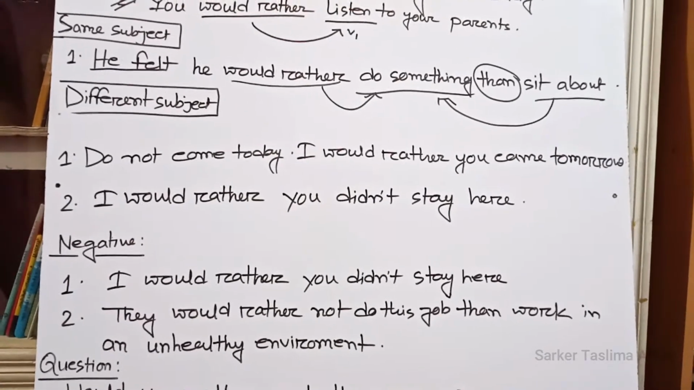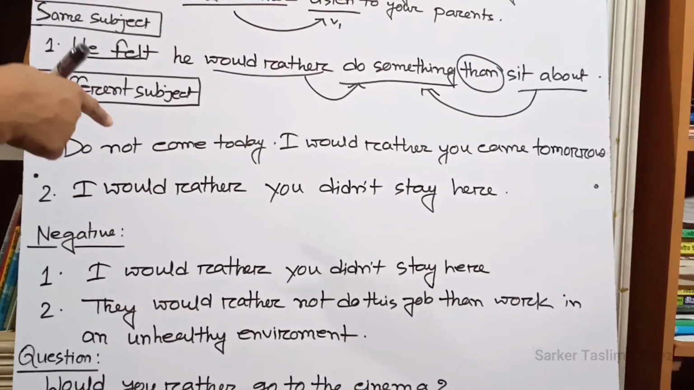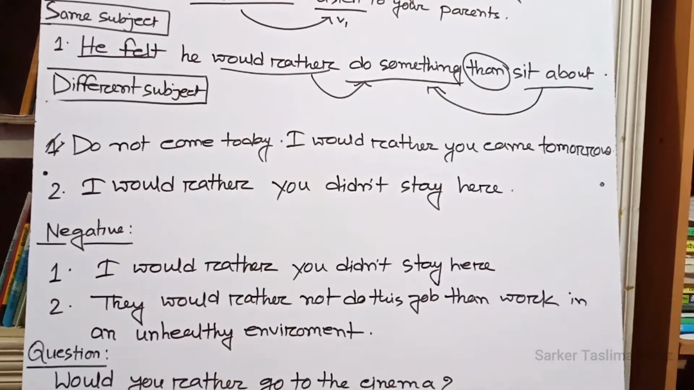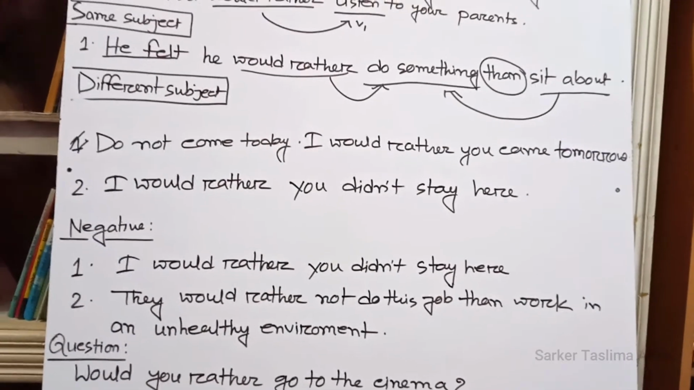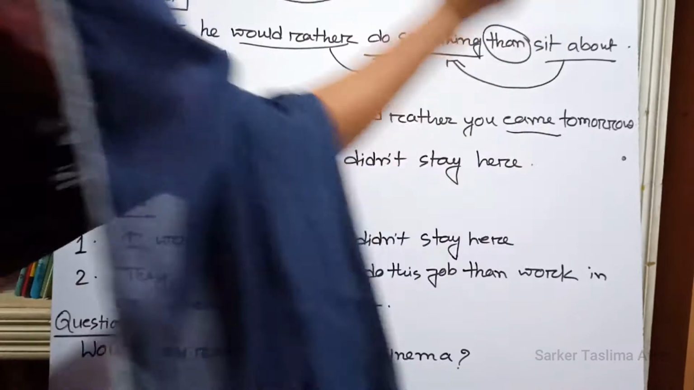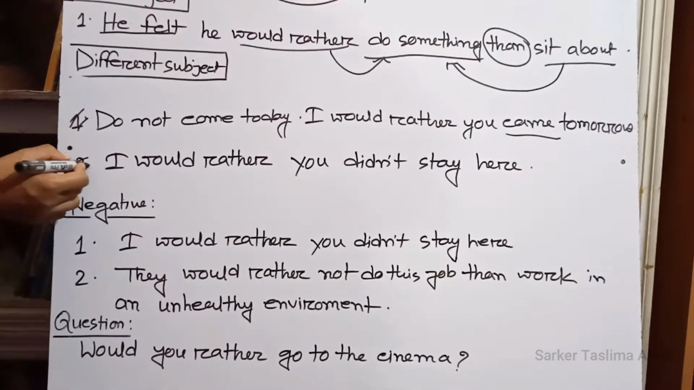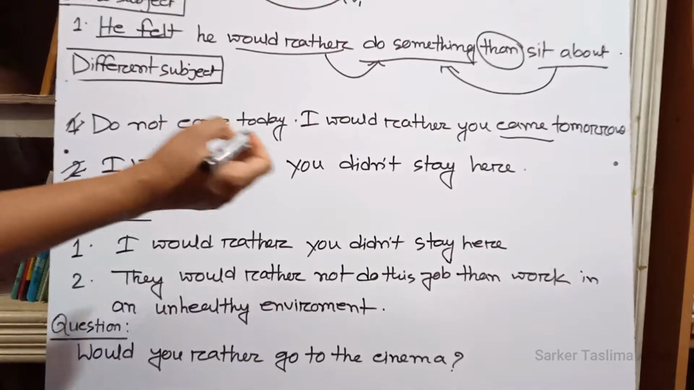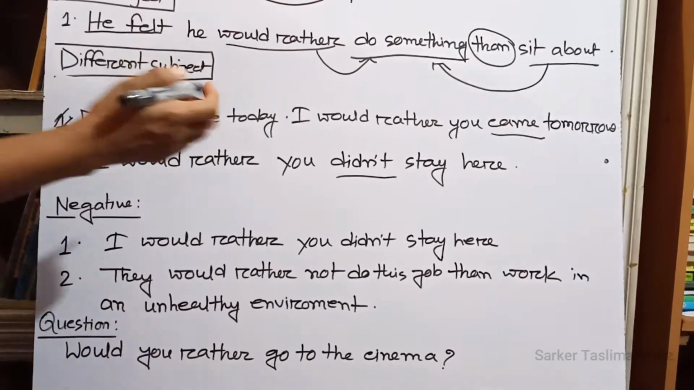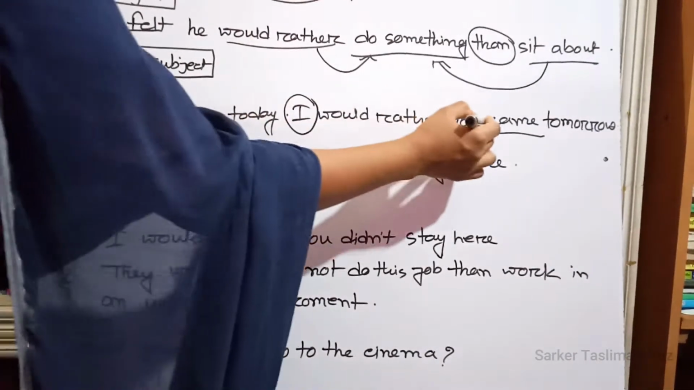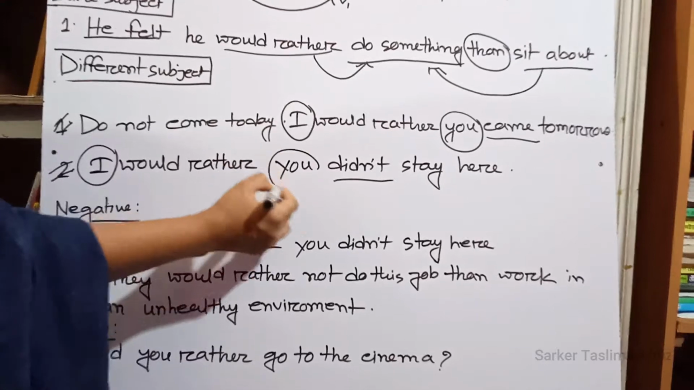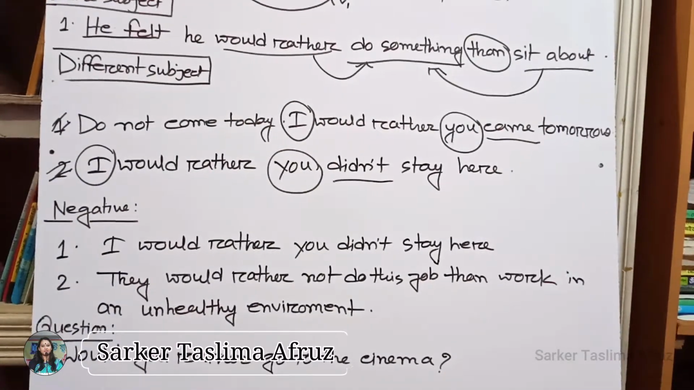In that case, what have to do. At first, I want to explain the definition. After that, I will discuss. First one, do not come today. Full stop. I would rather you came tomorrow. I want to mark it and later I will explain this. Next one, I would rather you didn't stay here. You can see in these two sentences there are two clauses respectively. Two clauses and the subjects are totally different.